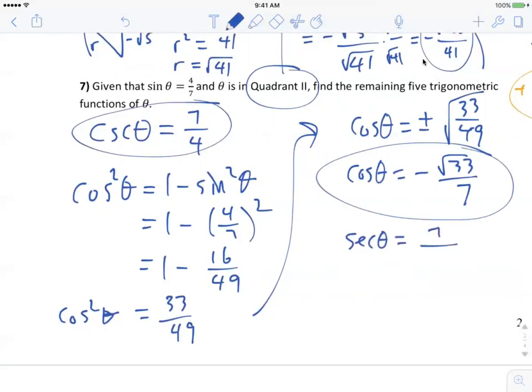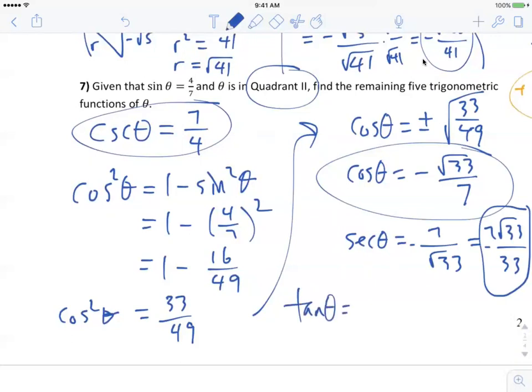Now once you have cosine, flip it over to get secant. Secant is 7 over root 33, negative, which rationalized is negative 7 root 33 over 33. That's secant. Okay, what else do we need? Tangent. Tangent is sine over cosine, probably your best bet there.